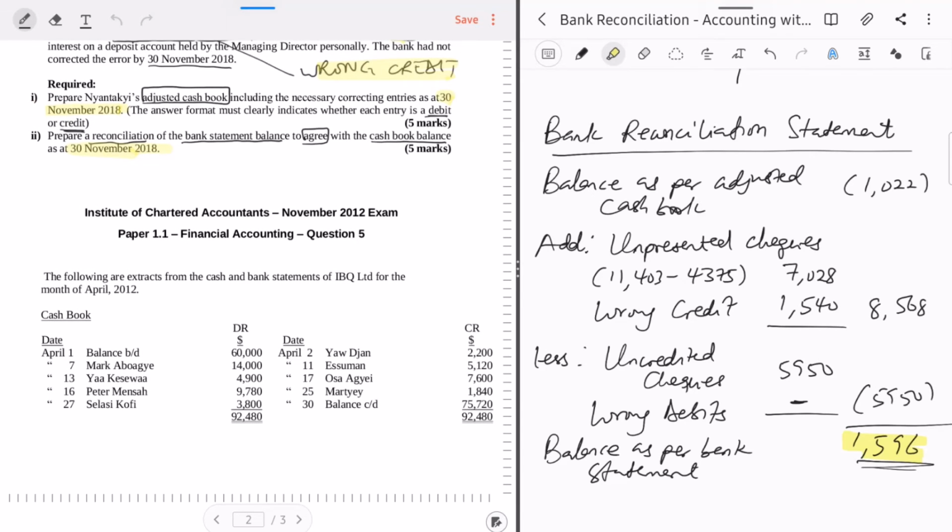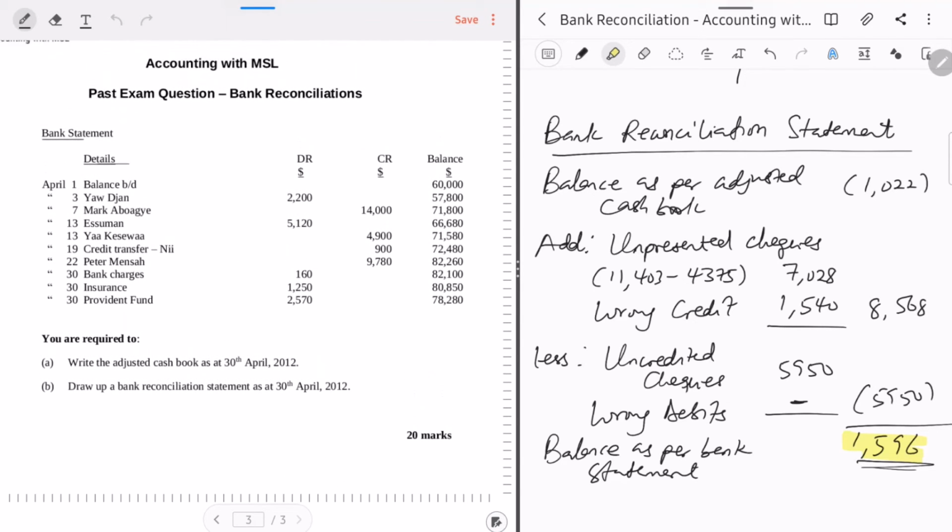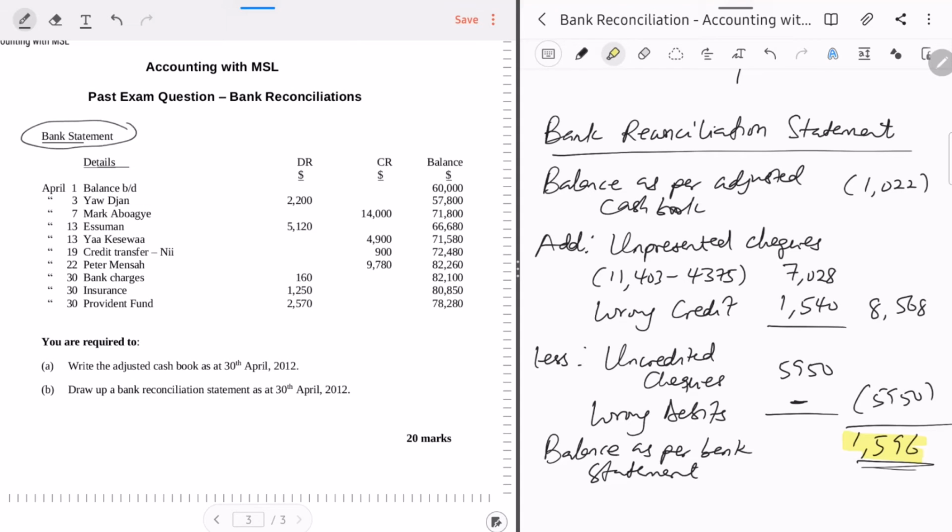Another past question. The following are extracts from the cash and bank statements of IBQ Limited for the month of April 2012. So they've given us a cash book here, right? We have all the entries, debit side, credit side. Then let's look at the back. Here we have the bank statement, with the debit side, the credit side, and the bank balance. Then we're required to write up the adjusted cash book and then draw up a bank reconciliation statement. Easy peasy. Very, very easy question.